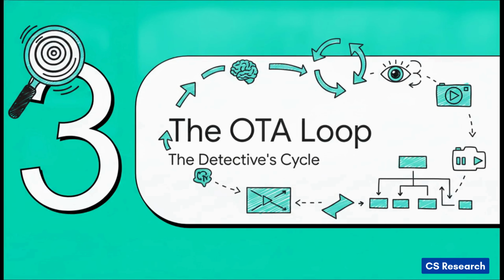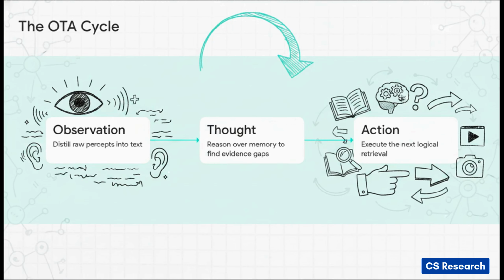Moving right along to section 3, the observation, thought, action loop, the detective cycle. So how does this AI detective actually decide what clue to look for next? Let's really unpack the steps shown here, zooming in on that cycle from the right side of the architecture diagram. OmniAgent treats perception as a continuous iterative reasoning process. We call this the observation thought action loop, or OTA for short. It's a 3-step cycle, and it's vital to understand how they flow into each other.